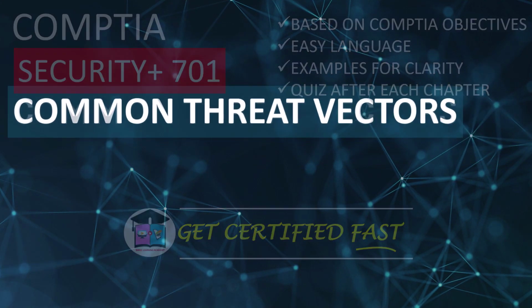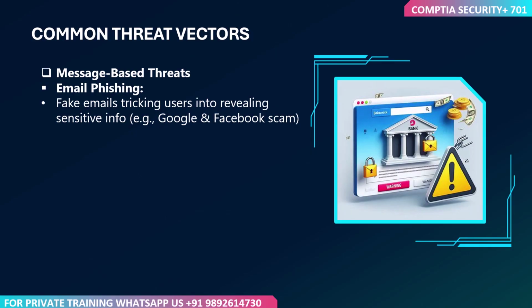Alright, let's get started. Cybersecurity threats come from multiple directions and hackers are always looking for new ways to exploit weaknesses. To better protect yourselves, it is important to understand common threat vectors. That's just a fancy way of saying how attackers get in, and attack surfaces, which are the points where these attacks happen. Let's talk about one of the most common ways cybercriminals strike, through messages.